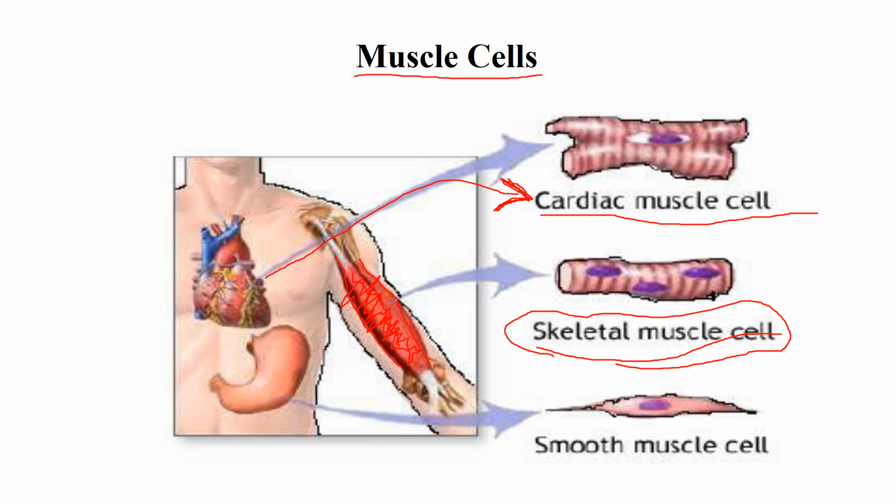We also have what we call the smooth muscles. The muscles which are found in the lining of the what? Lining of the stomach. This is the stomach. So the muscles found in the lining of the stomach, these muscles are called the smooth muscles.